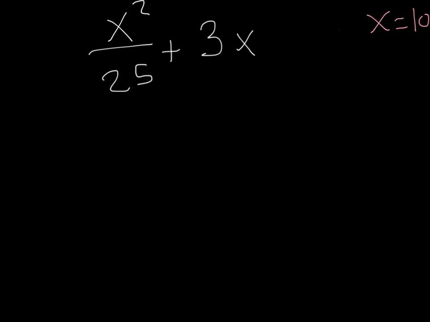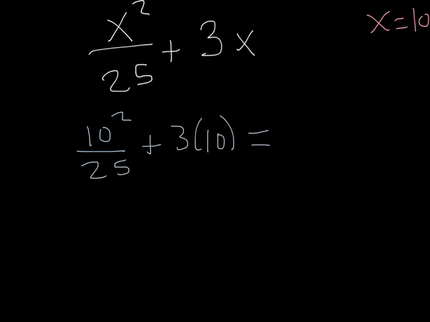So this is the last example I think I will do with you. In this particular case, x is going to be equal to 10. We have 2 locations in which we need to insert x, here in the numerator and then over by the 3. So it becomes 10 squared over 25 plus 3 times 10.